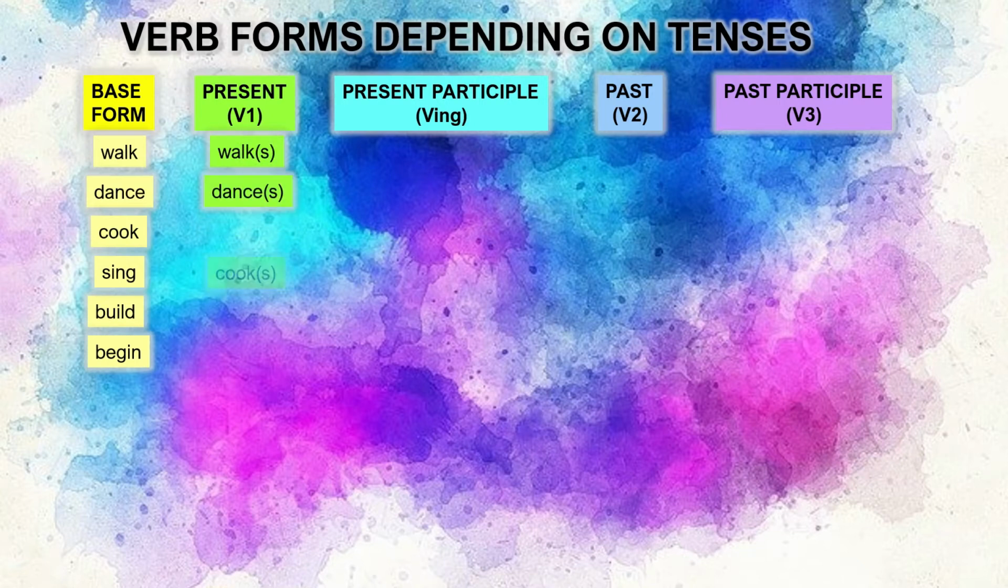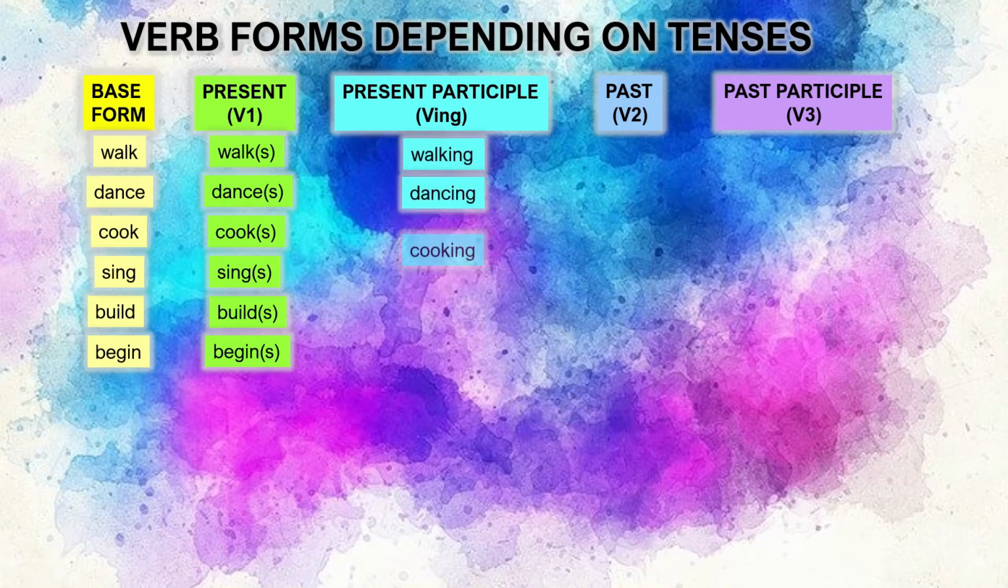The verb forms in the present, or maybe verb 1, depend on the subject. Look, walk can be just "walk" or with s, depending on the subject. If the subject is singular, you need s as the suffix. And if the subject is plural, you use "walk"; s is not needed. You see, that's what I mean by depending on the subject.